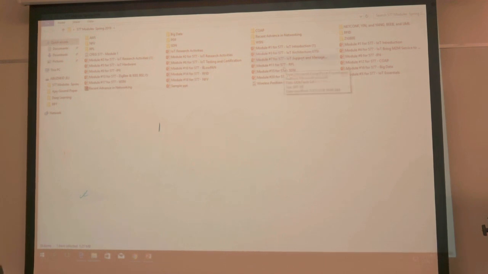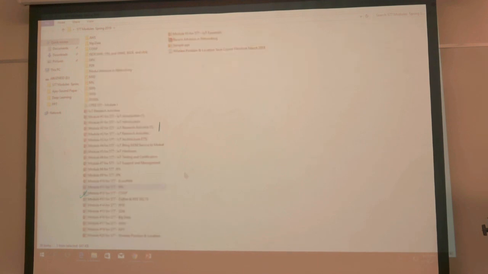Then we're going to talk next time maybe about the... Next time we will be in our class, actually. We'll be in the conference. I understand. So in here, we covered bringing M2M service to market. Then we're going to talk about the hardware, IoT hardware. We're going to talk about testing and certification, which is very important. We'll talk about support and management.